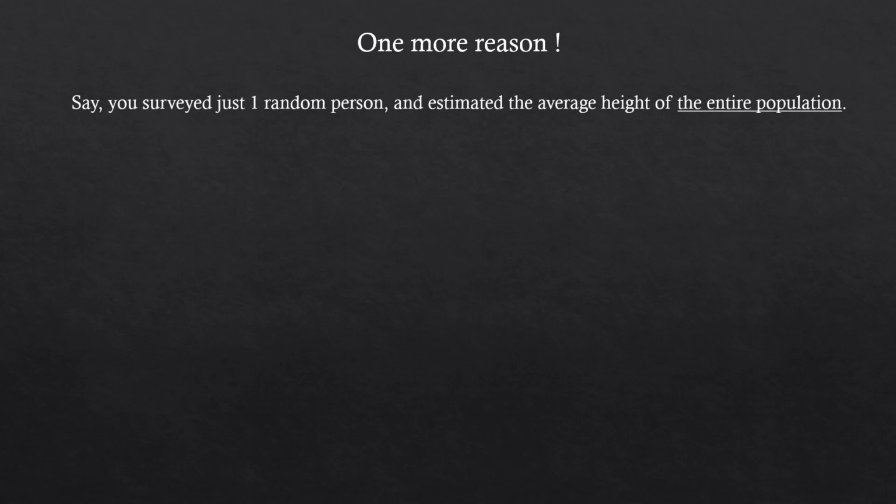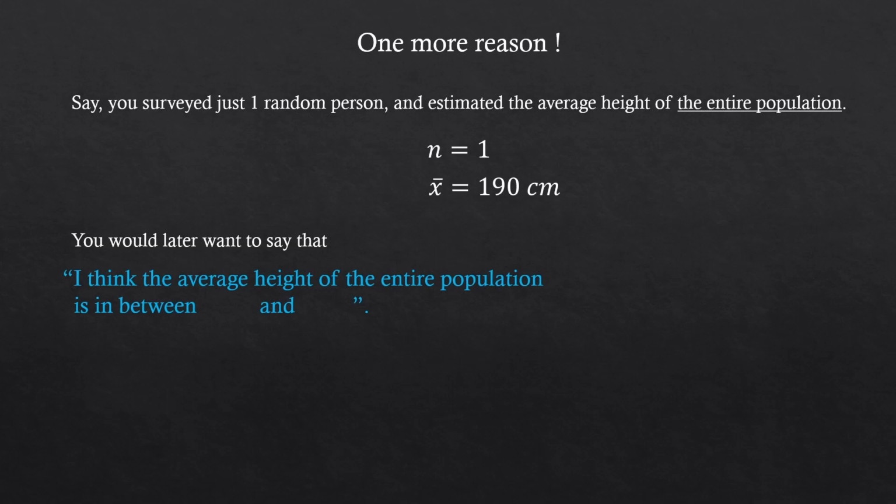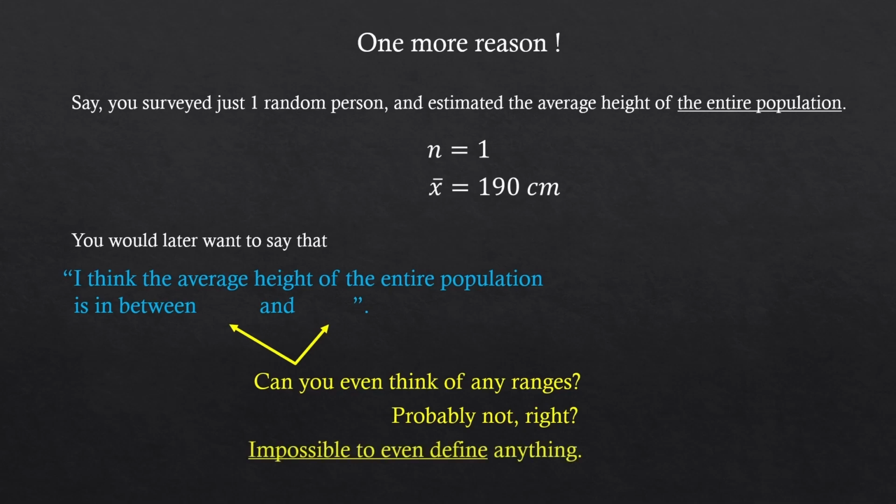This is even more mathematical. Say you surveyed just one random person and tried to estimate the average height of the entire population, which is ridiculous, I know. But let's say we attempted to do that. You would later want to say that I think the average height of the entire population is in between something and something, right? But wait, you had only one sample. Can you even think of any ranges? Probably not, right? It's impossible to even define anything at the moment.